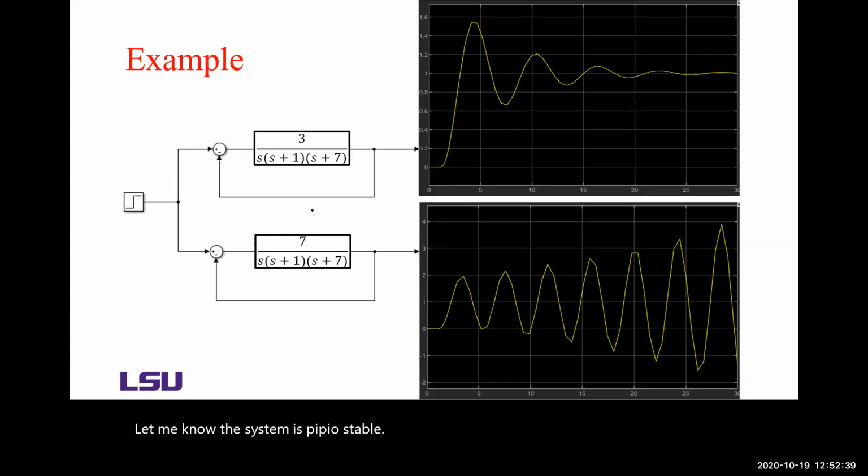Now let me show you an example. We have two systems. We have the open loop system. They have the same poles. The poles will be 0, -1, and -7.